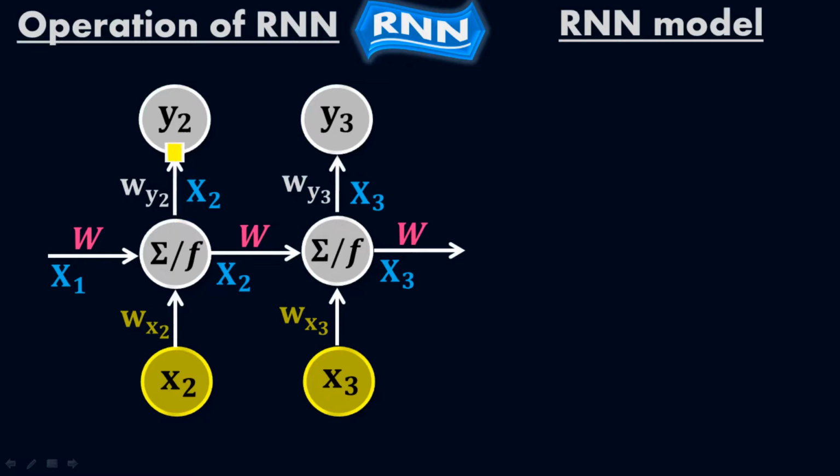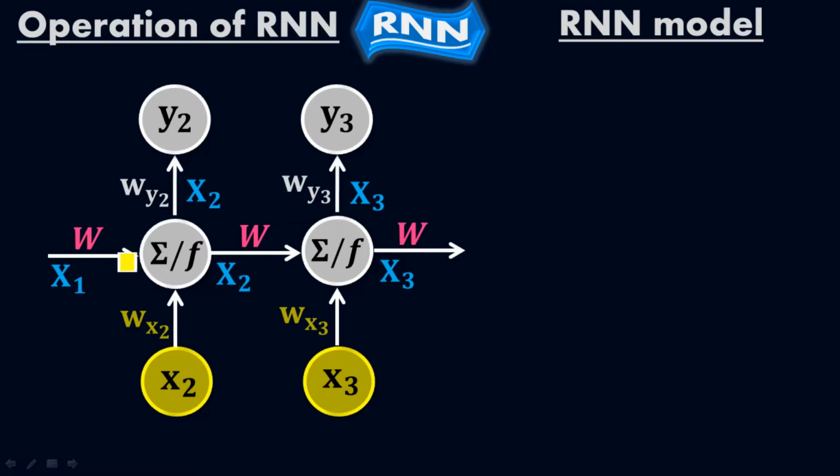One goes to the final output layer here, which is y sub 2, with the weight w sub y sub 2, and the output is x sub 2. The other is going to the next node of the hidden layer, the second node, which is the node for the x sub 3. So this x sub 2 is the output of this node. It is going here to the y sub 2 and also to this node with a weight. Don't forget we have weight.